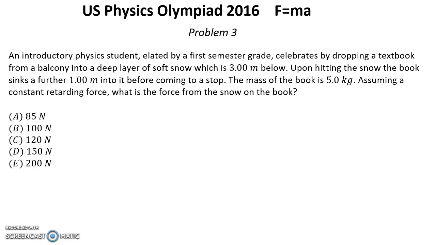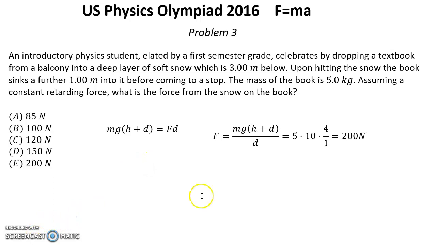Solution. Here we can use the work-energy theorem. It means that the total potential energy of the book is dissipated by the force from the snow, which gives us the equation mg multiplied by height 3 meters plus distance 1 meter equals force multiplied by distance 1 meter. From here we can find that force equals 200 newtons, which is answer E.